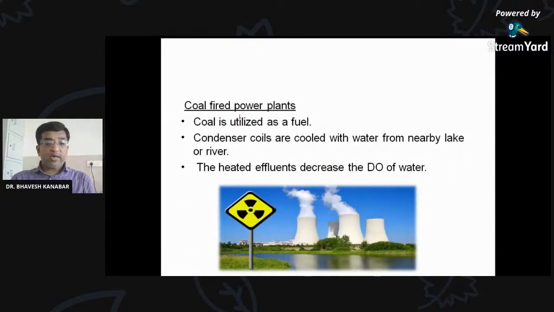So second is the coal-fired power plant. You can see this is the figure of the power plant. Coal is utilized as the fuel, the source of energy, and the condenser coils are cooled with water from the nearby lake or river. And this heated effluent decreases the oxygen of the water.